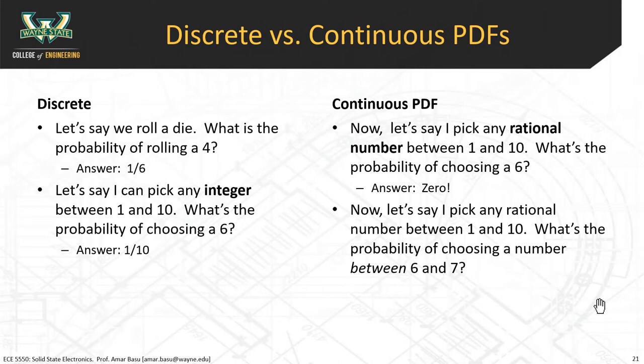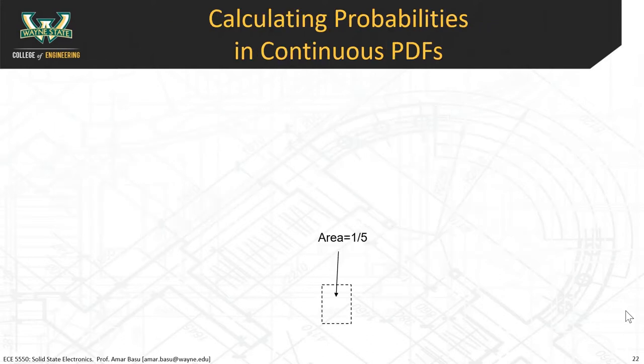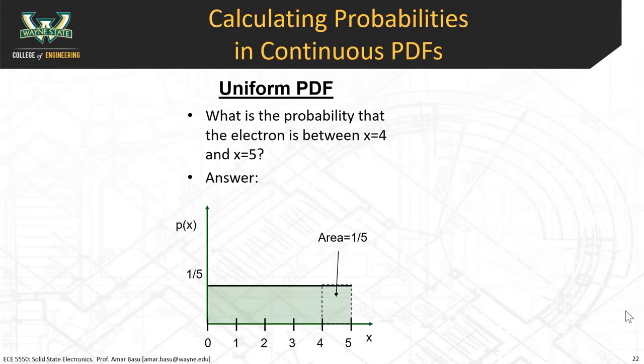Yeah, it's a non-zero probability. Like 1 in 10 ends up being? 1 in 10, it's actually 1 in 9, because the difference between 10 and 1 is 9. And so the probability of choosing a number between 6 and 7 is 1/9 of that space. Okay, this will make more sense if we just draw this out here.